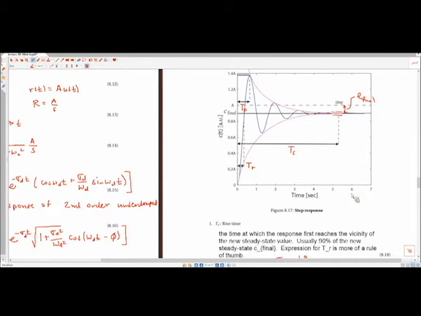So the last one is overshoot. It's the percentage that the peak value, which we'll label C max in a second, exceeds the steady state value. So let's do this one schematically on the chart in a second to see what we're talking about.